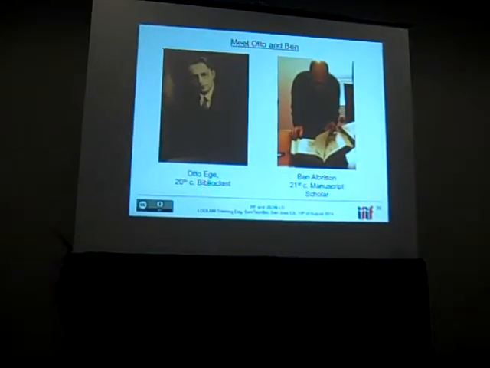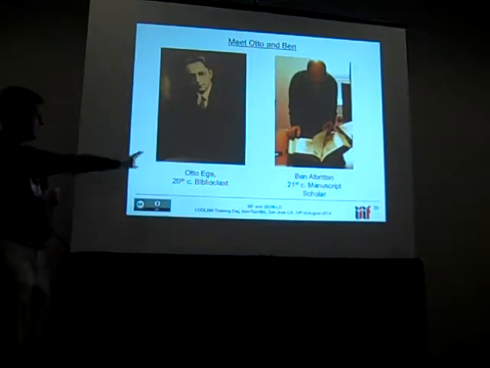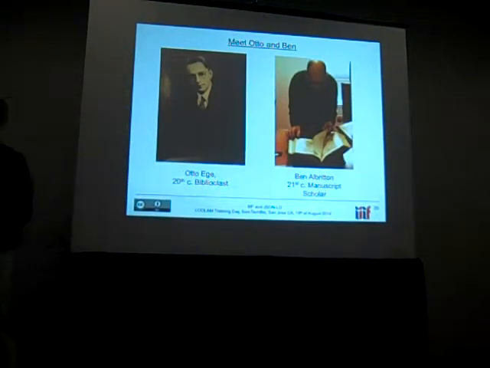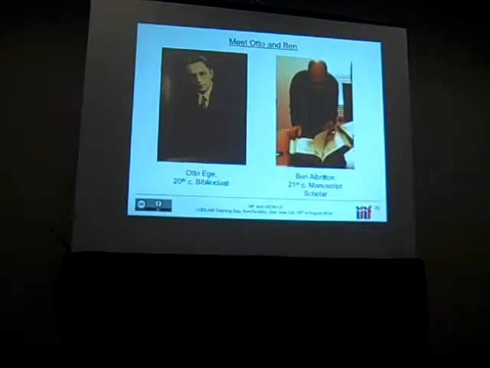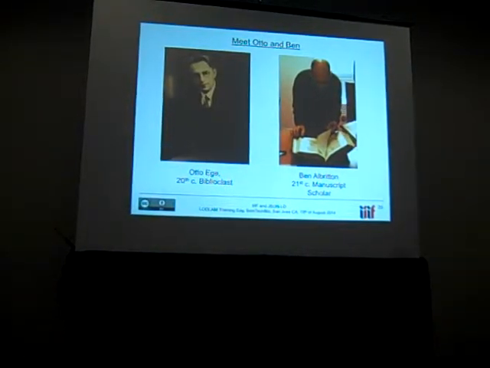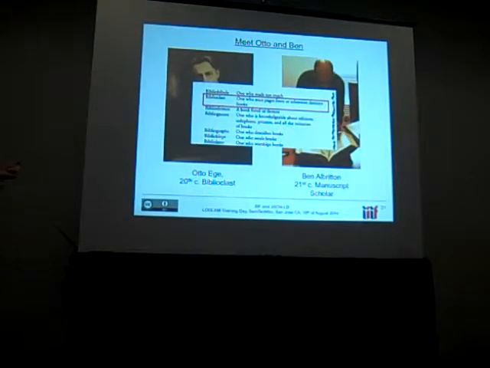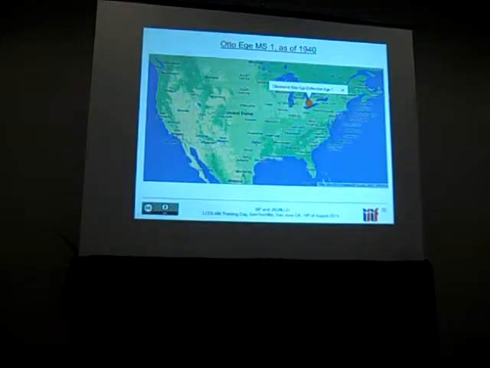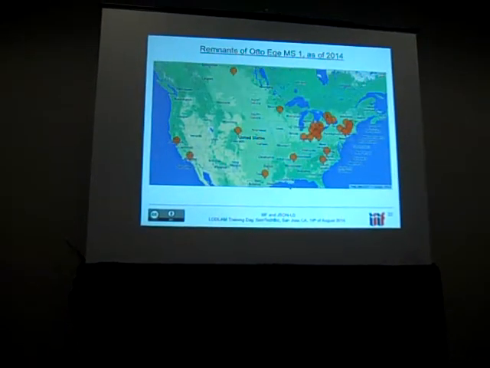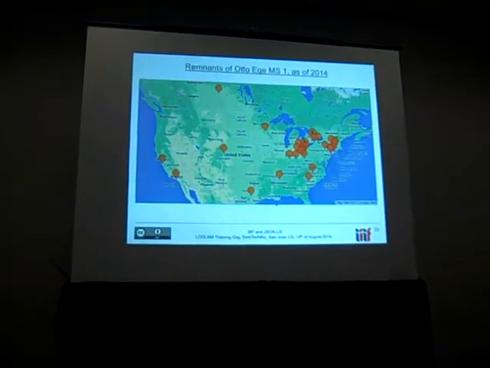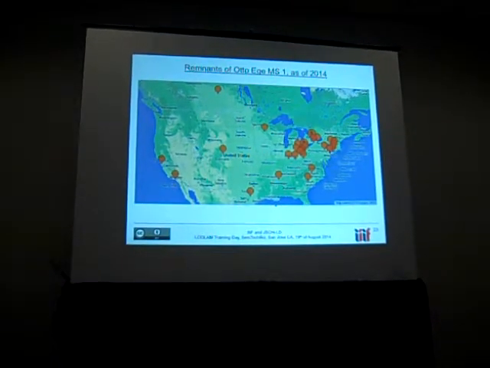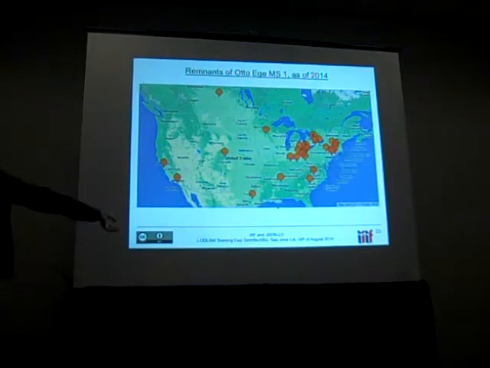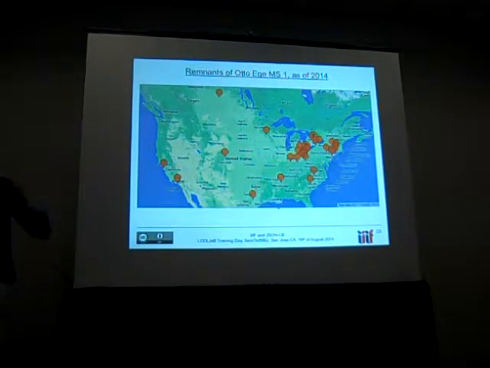A manuscript which was in one place in 1940, it was owned by this guy, Otto Ege, and a colleague of ours at Stanford, Ben Albritton, is a manuscript scholar. So a biblioclast is someone who tears pages or otherwise destroys books. So boo, thumbs down to these guys. Okay. So in 1940 he had this manuscript in his collection, and he split it up and sold individual pages to individual institutions, and now it looks at least as bad as this.